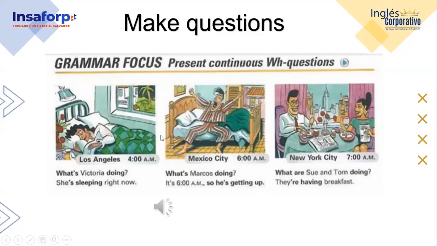So let's listen. Pay attention to the pronunciation and also the intonation of the question. So here we go. Los Angeles, 4 a.m. What's Victoria doing? She's sleeping right now. Mexico City, 6 a.m. What's Marcos doing? It's 6 a.m., so he's getting up. New York City, 7 a.m. What are Sue and Tom doing? They're having breakfast.